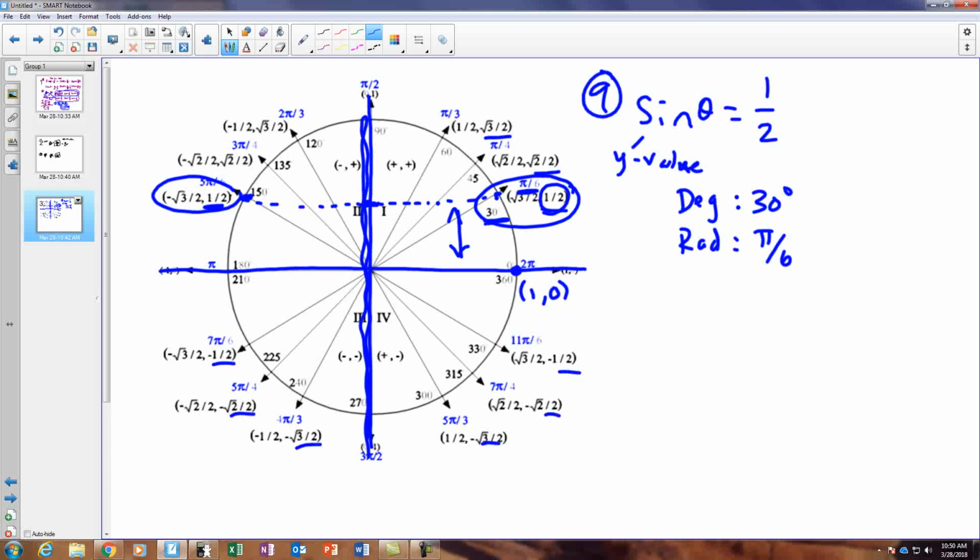Typically, not always, but typically you get 2. So here, our second degree answer was at 150 degrees, and we also had, turns out to be, a 5 pi over 6 that's right there.